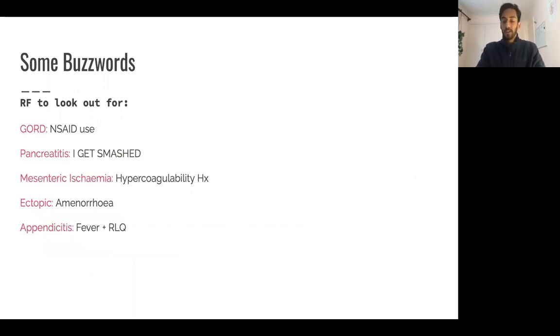NSAID use during an OSCE or during an exam, think GORD, or a potential rupture of a peptic ulcer. Pancreatitis, if they're a heavy drinker or have gallstones. Mesenteric ischemia is your hypercoagulability history, which I think I made pretty clear in the question. And your classic presentation is really bad 10 out of 10 pain and a lack of other symptoms, so you're not too sure where the pain is coming from.